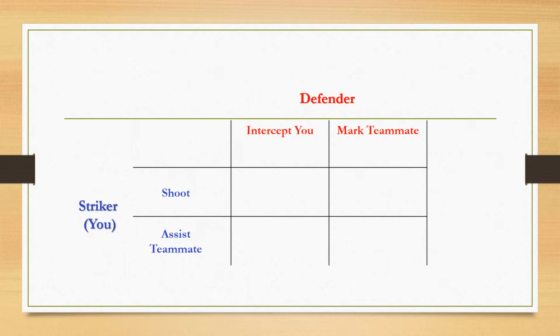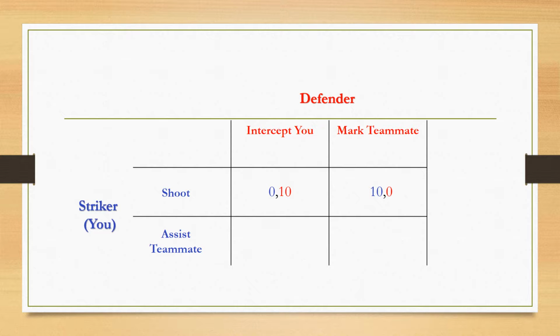If you decide to shoot and the defender decides to intercept you, then you'll receive a utility of 0 as you are tackled, and the defender receives a utility of 10 as he eliminates your attack. However, if the defender chooses to mark your teammate instead, then you'll receive a utility of 10 as you score a goal, and the defender receives a utility of 0 as he concedes a goal for his team.